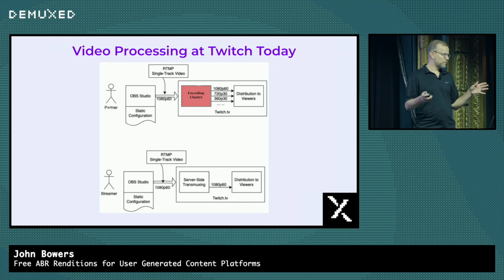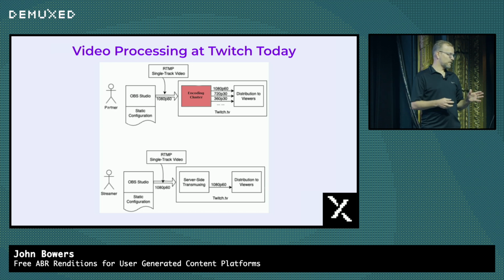This is kind of how we do video processing at Twitch today. The important things to notice here are that people usually use something like OBS Studio and they deliver video to us via RTMP. We'll have a cluster of encoding hardware. We'll generate a full ABR rendition and then distribute that to viewers via HLS.